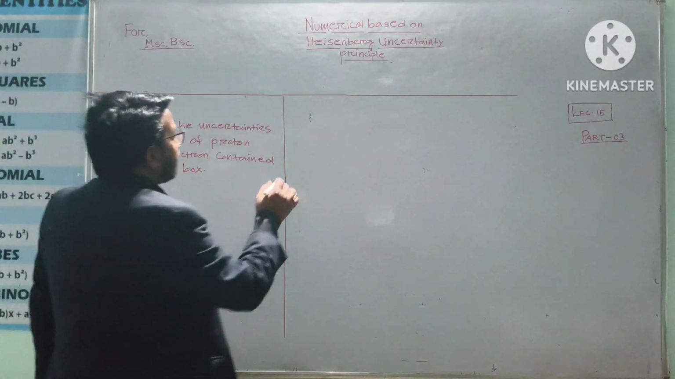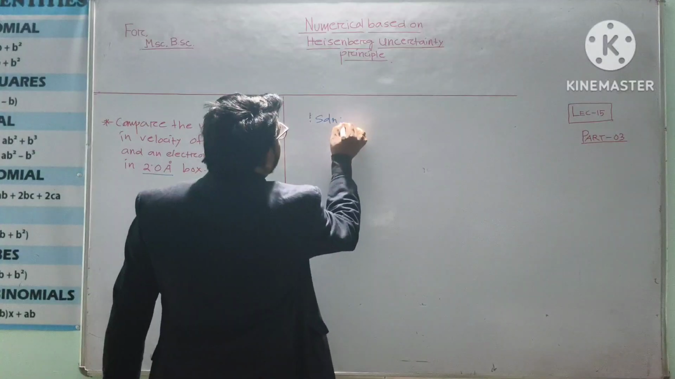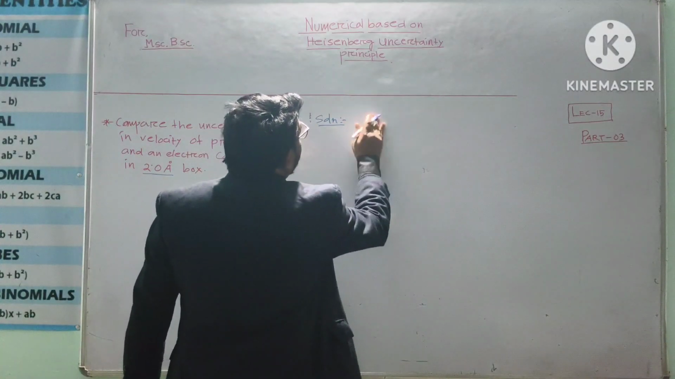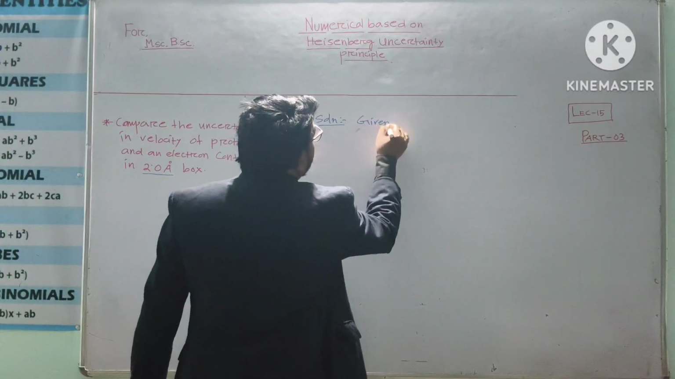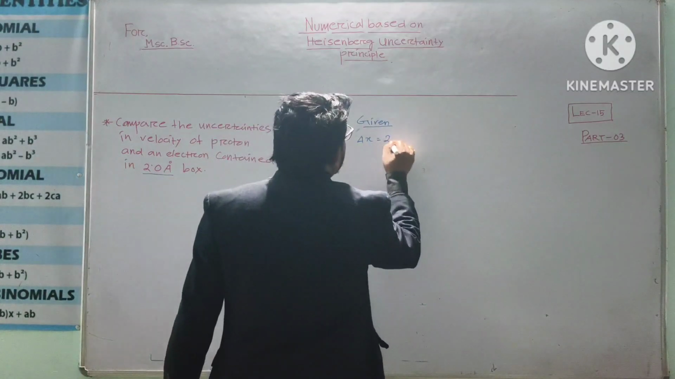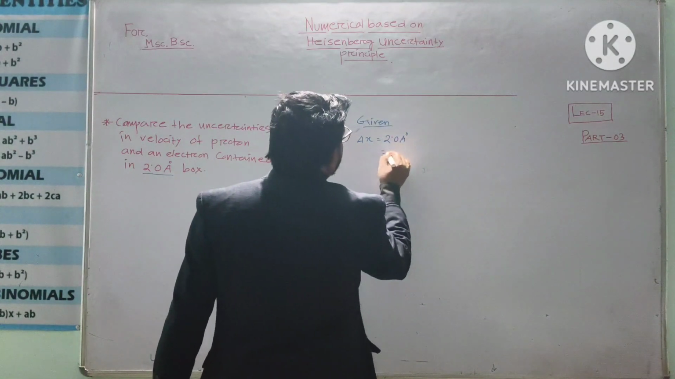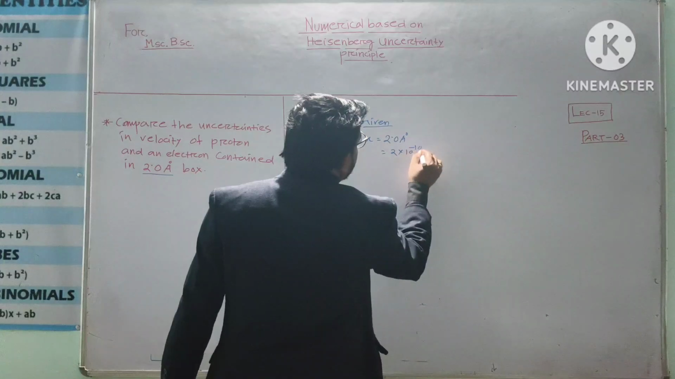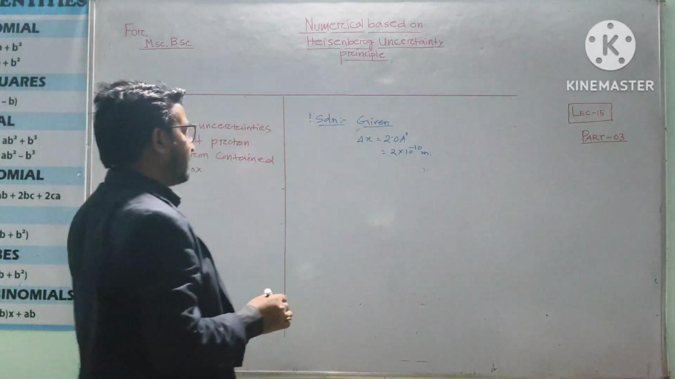Okay, so the given information of this question, solution, given: delta x equals 2.0 angstrom, and this is equal to 2 × 10^-10 meter, because we know that 1 angstrom equals 10^-10 meter.